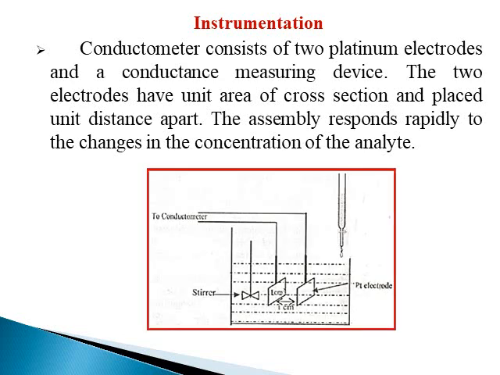This is the instrumentation where you can see the beaker very clearly. In the beaker, a mixture of two acids, one a strong acid and one a weak acid, is taken, and a stirrer is kept for the solution to circulate between the two platinum electrodes. These electrodes have a cross-sectional area of 1 centimeter square and are kept at a distance of 1 centimeter, and they are connected to the conductometer. The titration is a simple acid-base titration. NaOH is added from the burette in 0.5 cc portions.